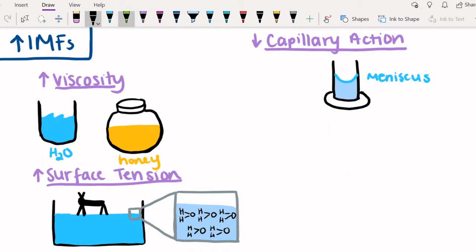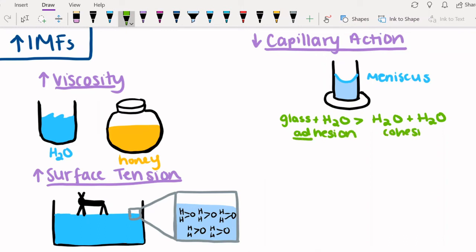The water has stronger adhesive forces to the walls of the glass beaker than it does to the other water molecules. The interactions between two different substances, like glass and water, are called adhesion. Cohesion involves interactions between molecules of one substance, in this case, water. Capillary action is also important for how water is able to travel up the stems of plants.